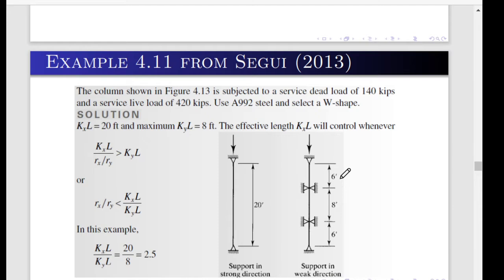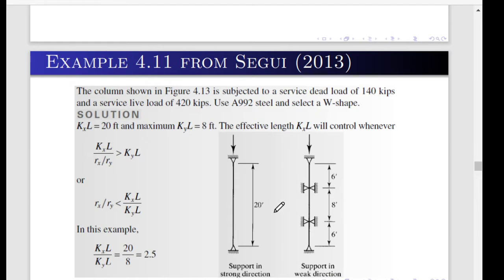If you look at it, it is supported in the weak direction at 6 feet, 6 feet, then we have another 8 feet and 6 feet. If you try to understand this one, the critical buckling is the 8 feet, not the 6 feet, because this is greater than this. So this will govern in your KY.